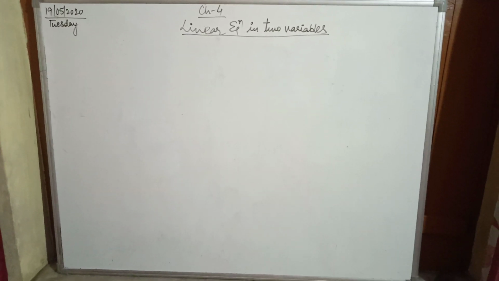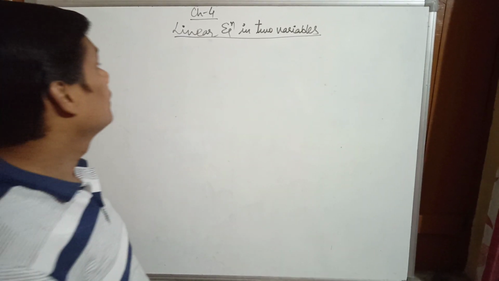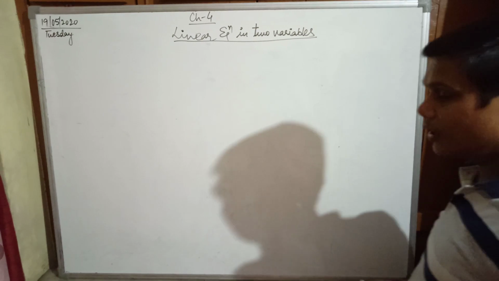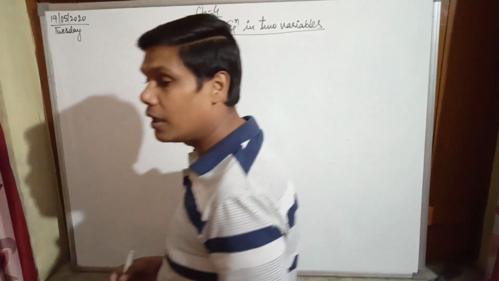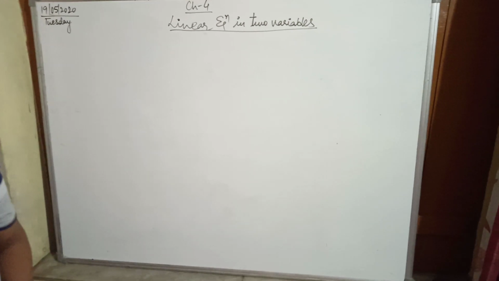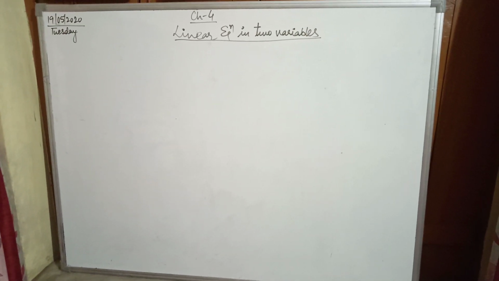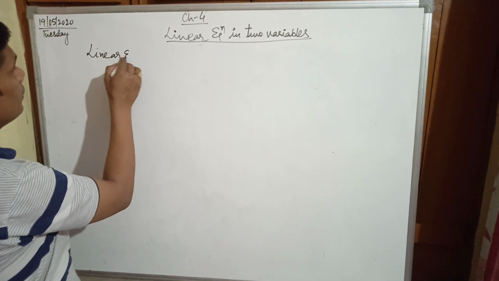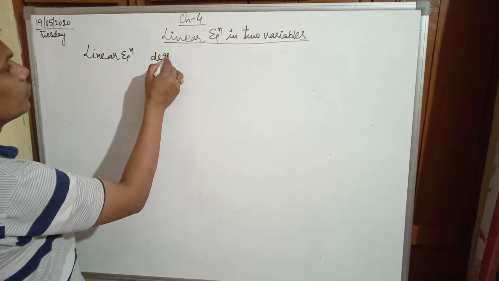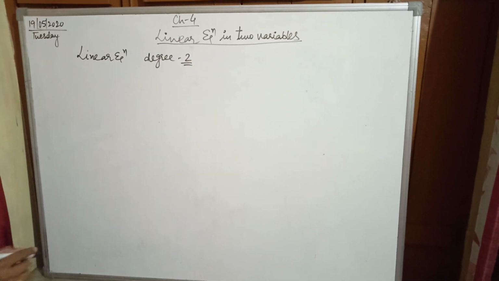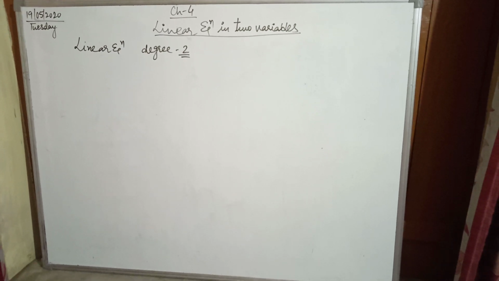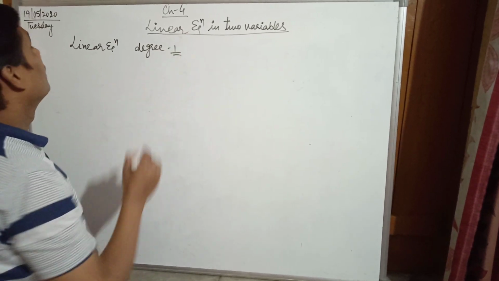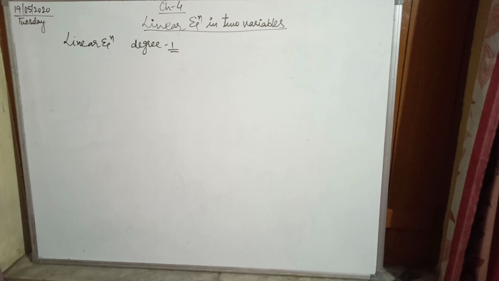Hello students, today we will discuss the chapter linear equation in two variables. In chapter number 2, we have learned about linear equations: what are linear equations, what are quadratic equations, what are cubic equations, and so on. Linear equations means the equation whose degree is 2. Degree means the highest power of the given algebraic expression or polynomial. Sorry, degree 1. Then the given equation is a linear equation.